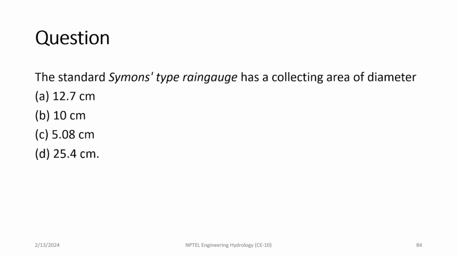Okay, so the first question is, the standard Symons type rain gauge has a collecting area of diameter. Okay, so firstly, are you familiar with this Symons type rain gauge? So firstly, let me know whether it is a recording or non-recording type rain gauge. It's a non-recording type rain gauge. Okay, that's good. So it's a non-recording type rain gauge. So definitely, why is it non-recording? You may be knowing this.